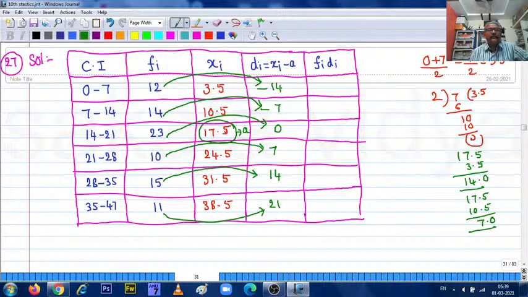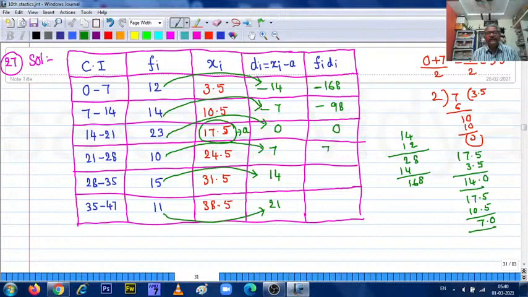So next you see 14 into 12, that is 168. Write down, this will be 168, but plus into minus, you will be getting negative 168. Then 14 into 7 is 98, but negative 98. 23 into 0, obviously 0.